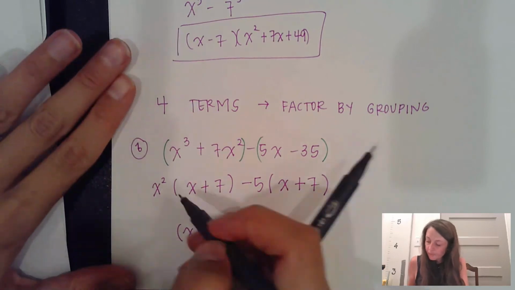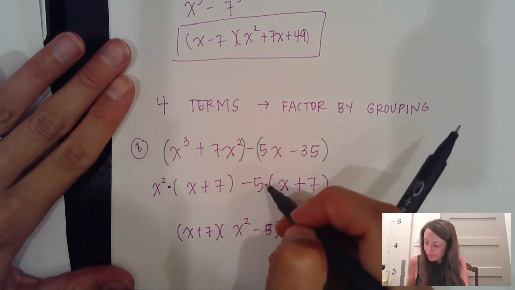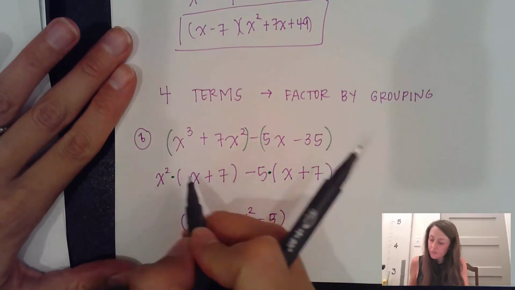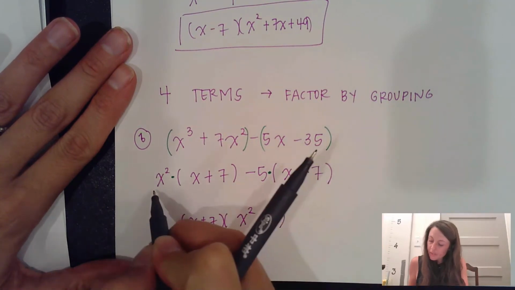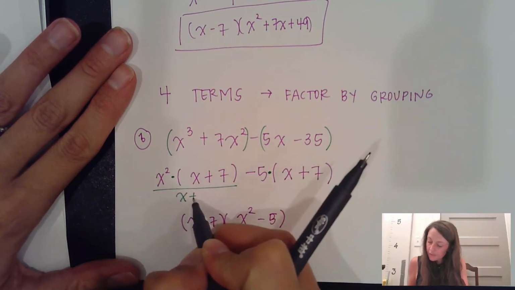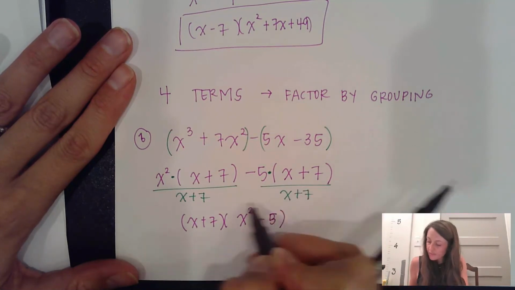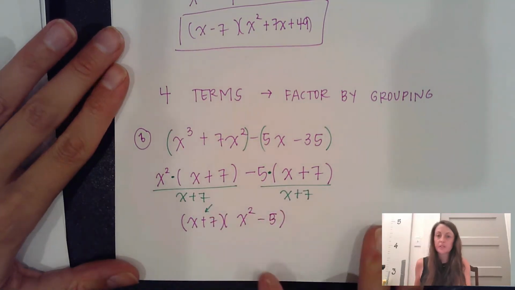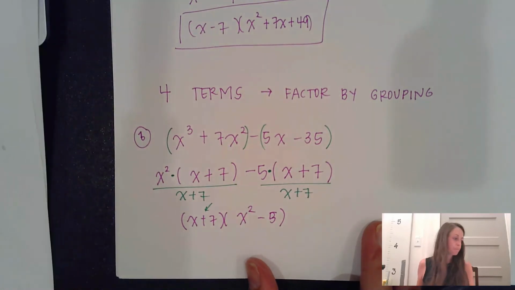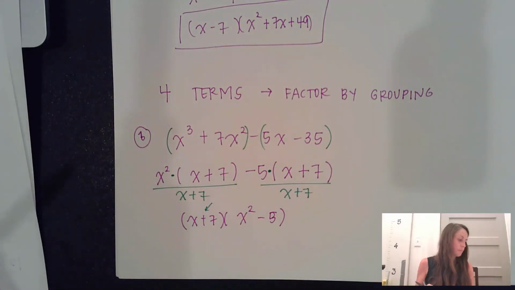So if you're looking, this is a term because that's multiplication right there. This is one term and this is two terms. So you can factor out an x plus a 7, factor out this x plus a 7, and that's where this x plus a 7 comes from. Okay?